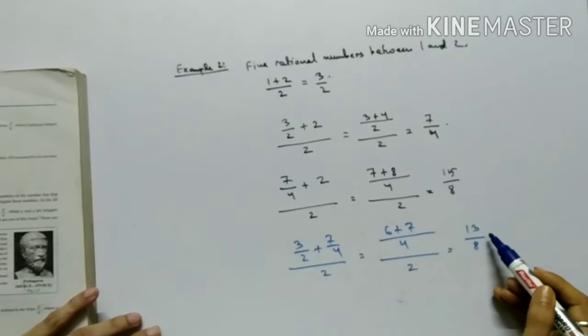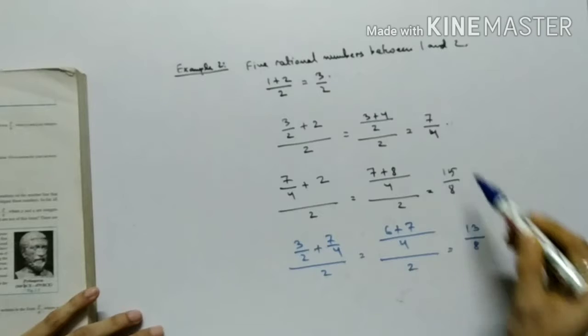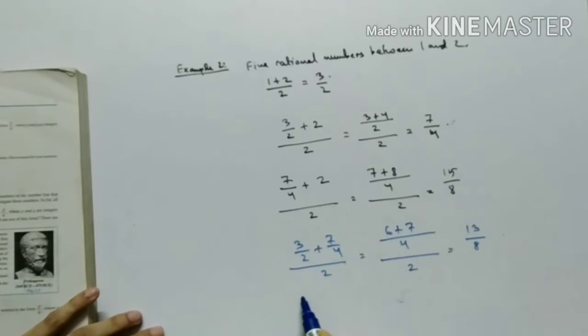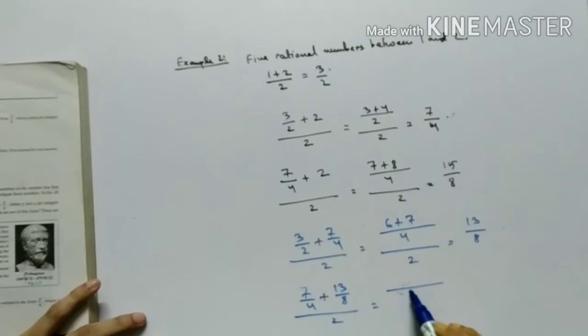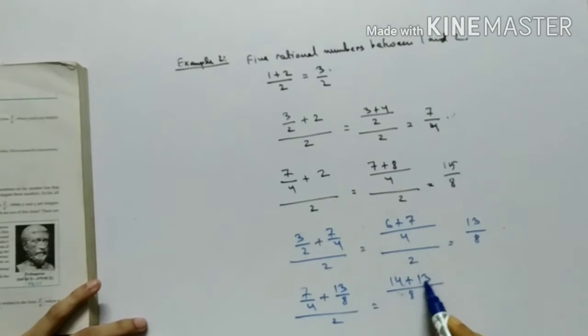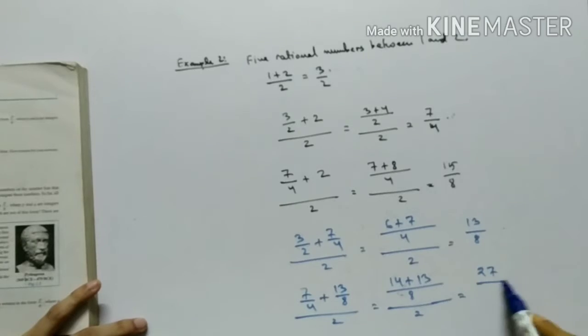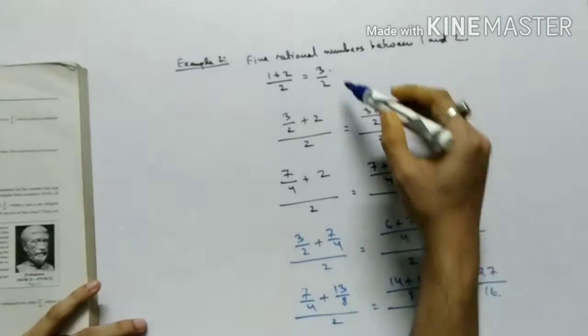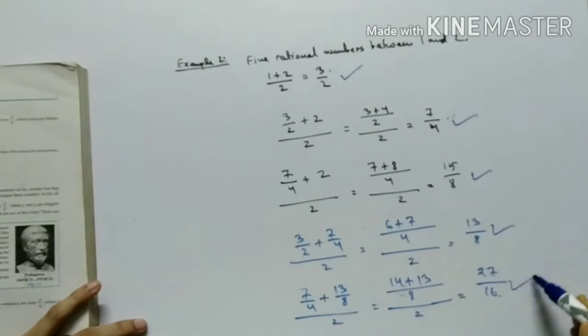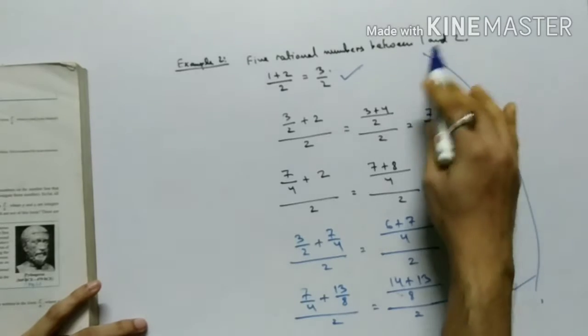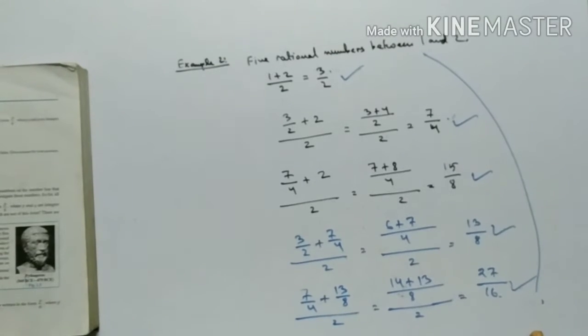Again, 7 by 4 and 13 by 8, between these two you can find. So 7 by 4 plus 13 by 8 by 2, so 14 plus 13 by 2 is equals to 27 by 16 I will get. So 1, 2, 3, 4, 5. These are the 5 rational numbers that lie between 1 and 2.